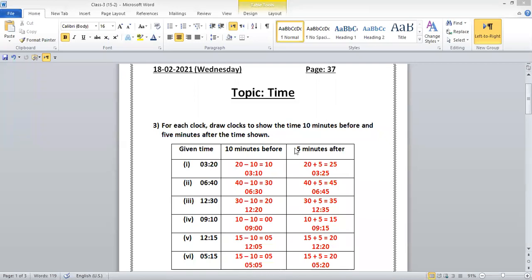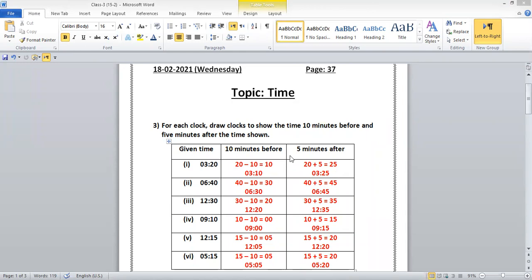So maybe in the exam, I will not say write the time 10 minutes before. Instead of 10, I can give you any number. I can give you 40, I can give you 30, I can give you 20. But the concept will be the same. You should use the same concept in order to find out the answer. Can you do it? Yes, sir. I can do anything. Very good. So you can find out.